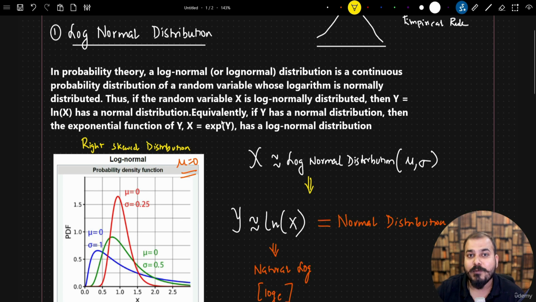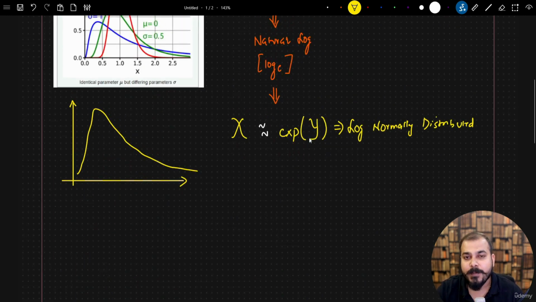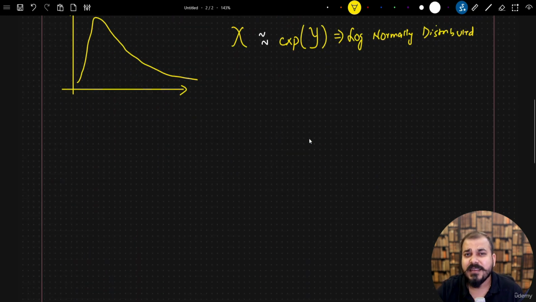About the second one, here you can see equivalently, if y has a normal distribution, then the exponential function of y, which is x, nothing but exponential of y, has a log normal distribution. And that is what we have actually proven. So it is very simple.